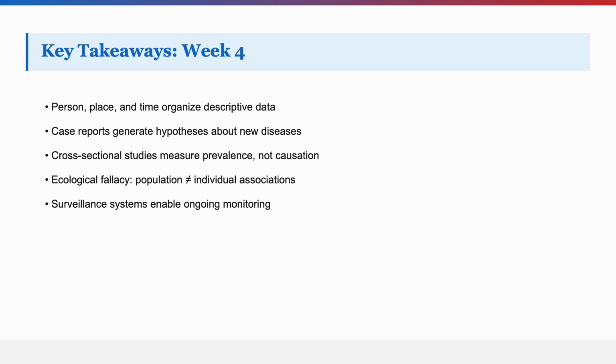Cross-sectional studies provide snapshots, prevalence at a point in time. They're excellent for needs assessment but can't establish temporal sequence or causation. Ecological studies analyze population-level data. They're efficient but subject to the ecological fallacy. Associations at the population level may not reflect individual-level relationships. Surveillance systems provide ongoing monitoring for disease patterns. Understanding these systems helps you contribute to them and use their outputs for planning.